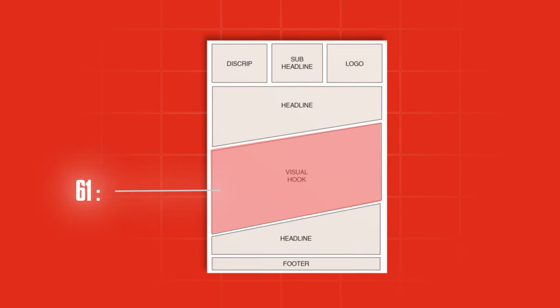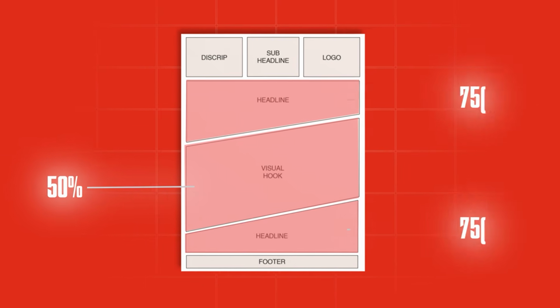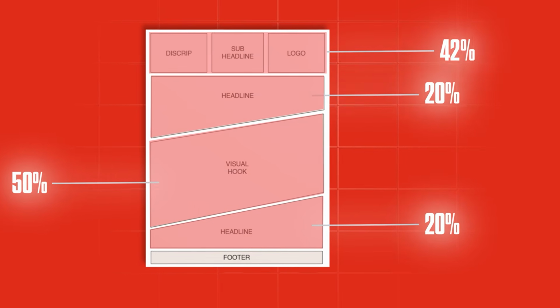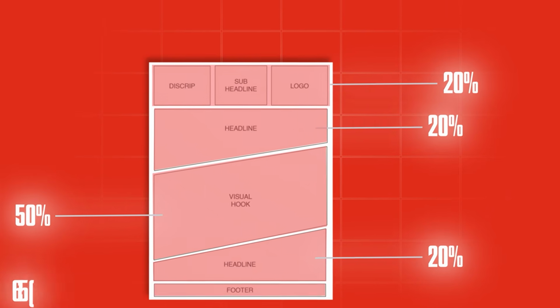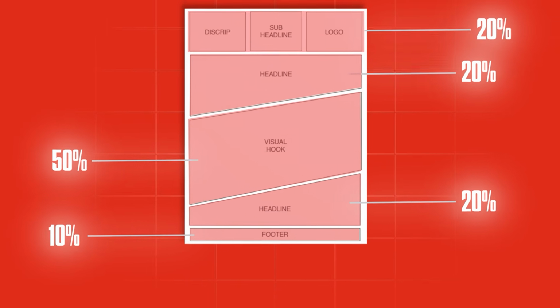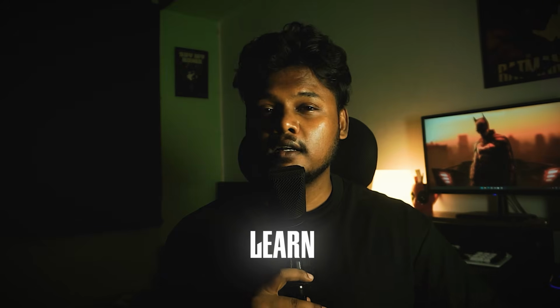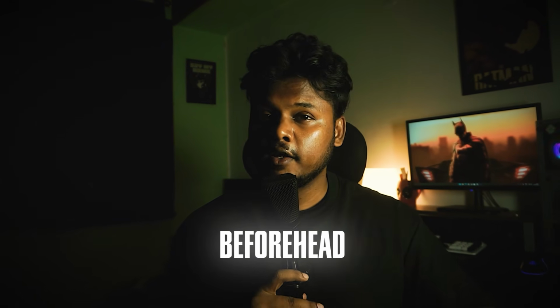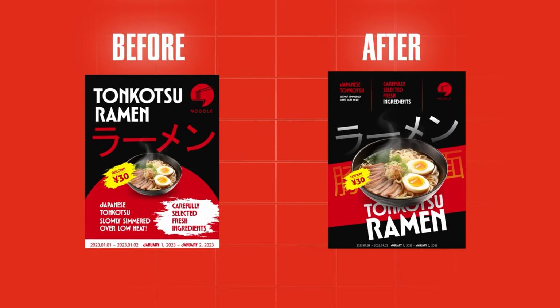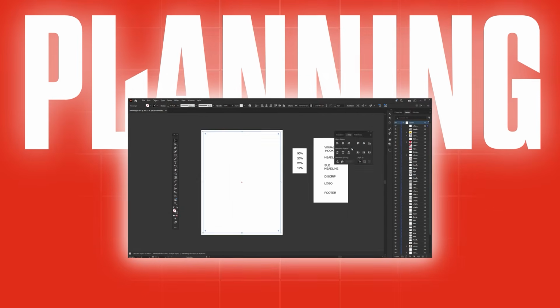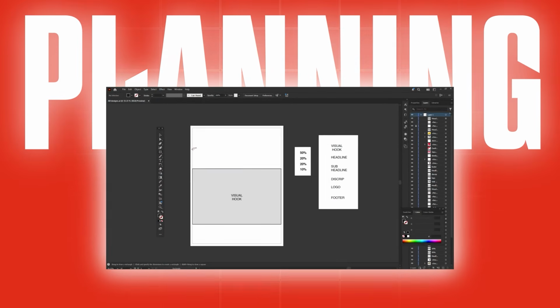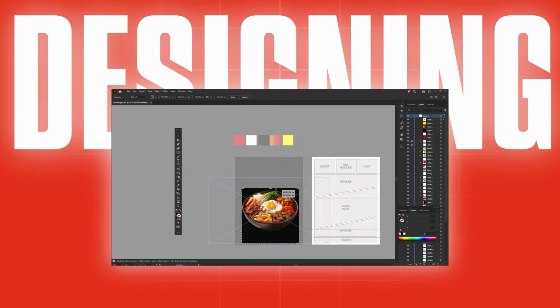Remember this trick. 50% will go for the visual hook, 20% will go for the heading, another 20% will go for the subheading, description, and for the logo. Finally, 10% will go for the footer. Once you understand this technique and learn how to plan your layout beforehand, your designs will instantly look cleaner, more professional, and visually balanced. First, I'll show you how to structure and plan the layout, and then we'll start designing using the plan as our reference.